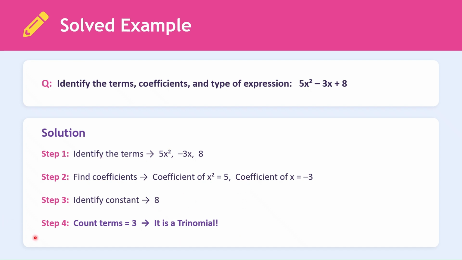Step 4. Now count the terms and classify. We have 3 terms, so this is a trinomial. These 4 steps work for any algebraic expression. Find the terms, find the coefficients, find the constant, and count the terms to determine the type.